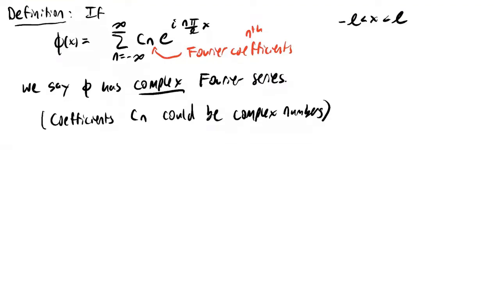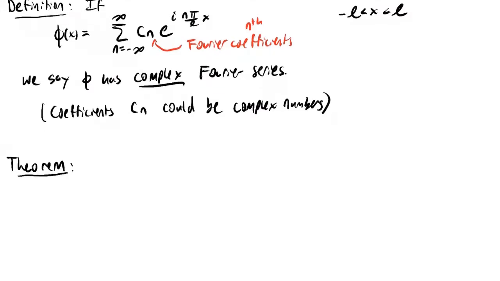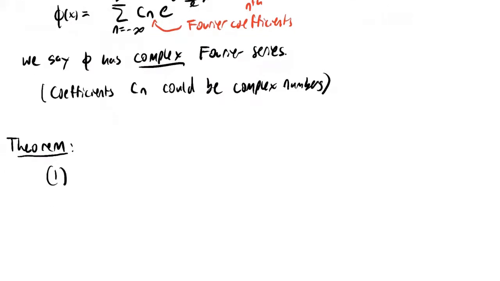So let me write this as a theorem, which I'll break up into two parts. The first part is, remember that in order to calculate these coefficients, we needed some notion of orthogonality between the different sine and cosine terms. In this case, we need some kind of orthogonality, or notion of perpendicularity, between the exponential terms for different n. And so the first part of this theorem is exactly that.